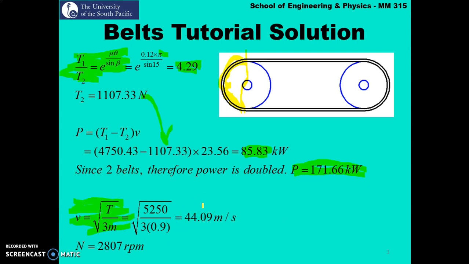And then the question says we have to find the speed, not the velocity, at which the belt needs to be operated. So we know that velocity is pi dn upon 60, making n the subject of the formula. We get that the speed at which the pulley should be rotated is 2807 revolutions per minute. So at this speed, the power transmission is going to be maximum.